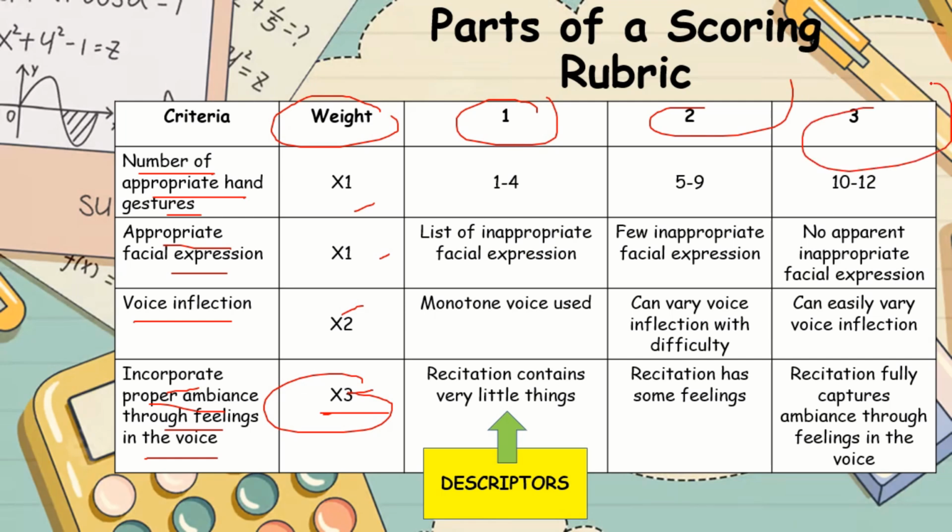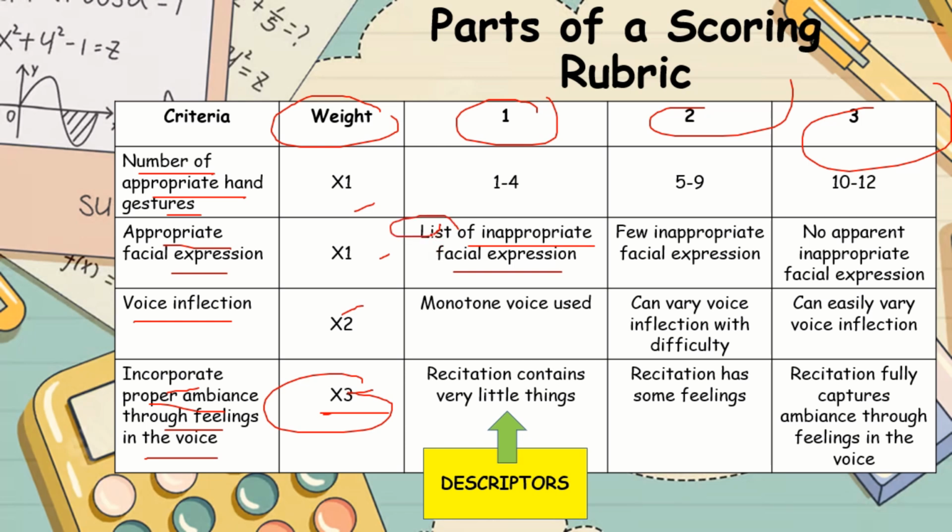The recitation rubric also contains what we call the descriptors. This is also commonly known as the component of the rubrics. The descriptors spell out what is expected at each level of performance for each criterion. So in the recitation rubric, lots of the inappropriate facial expression. So, excuse me for this.